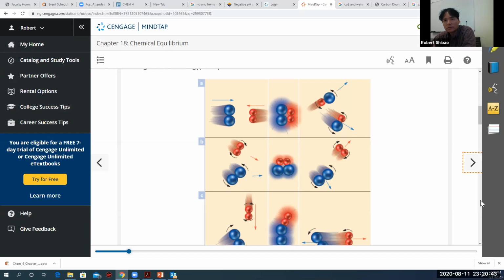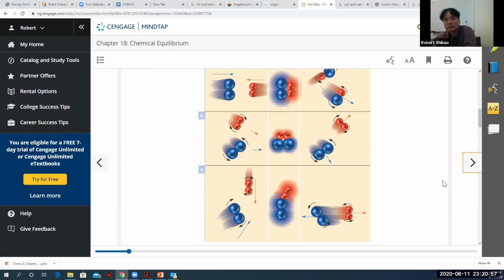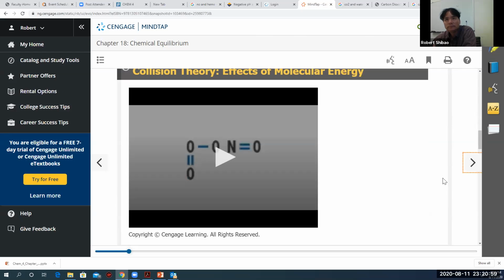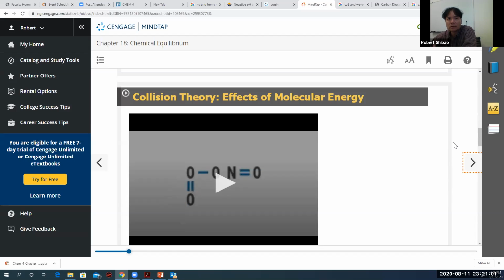And so we need two things. We need the right orientation and right energy. So here they manage to collide, but not react. Here they might have enough energy, but they're not in the right orientation to make the HCl's. And so that's collision theory right there. So again, we need the right amount of energy. So let's take a look at this video.